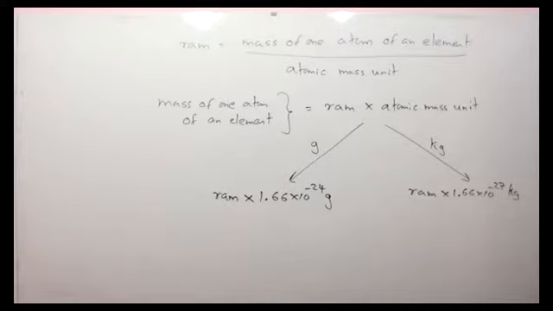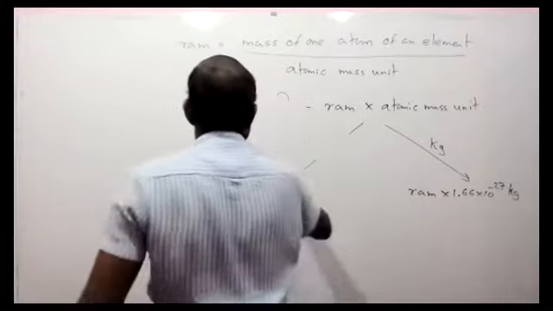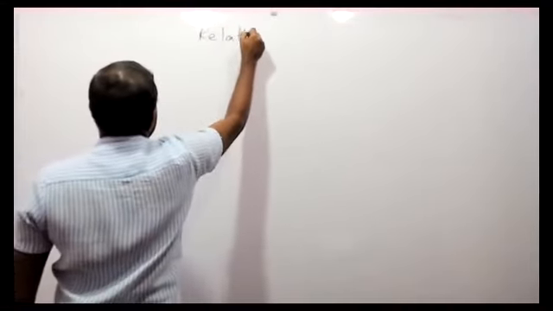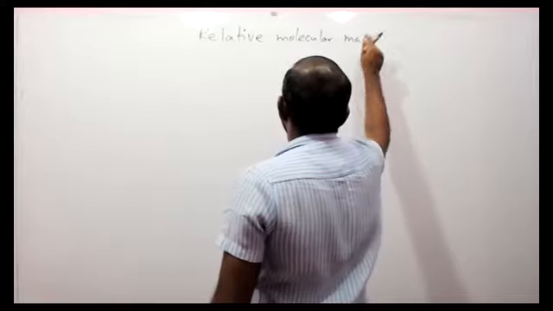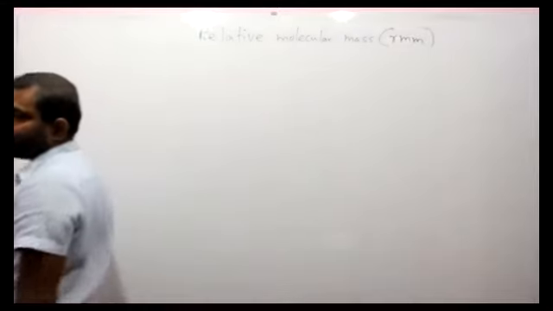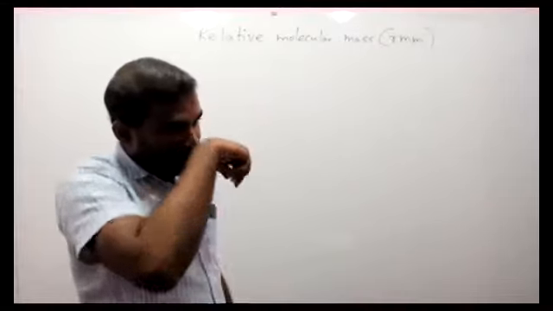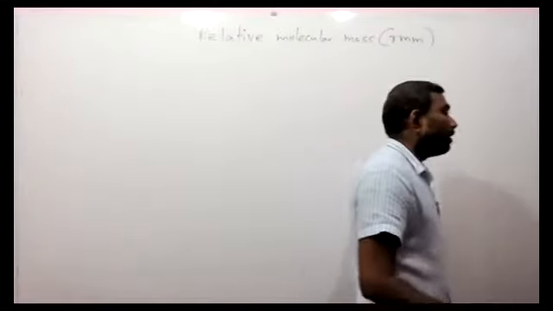Okay, children, next topic you write: relative molecular mass. Between brackets you write RMM. Remember, relative atomic mass has a unit. The unit is 1. Next topic, main heading: you write relative molecular mass.